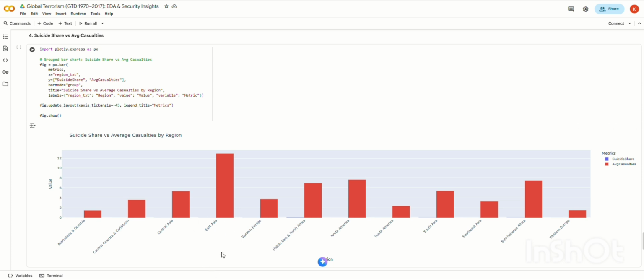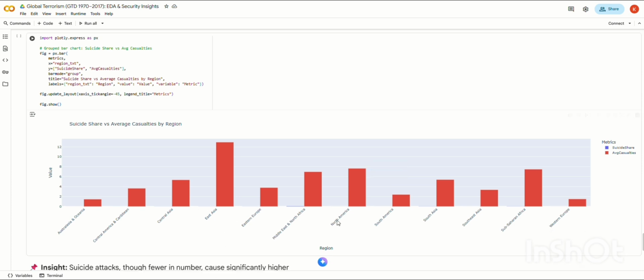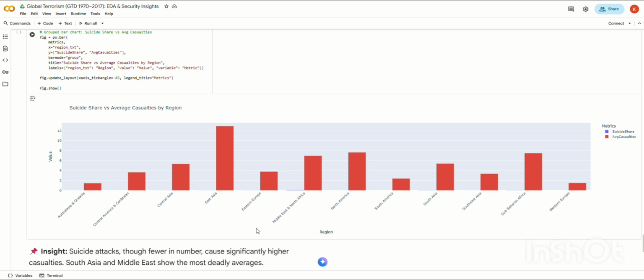Specifically, look at the Middle East and North Africa and South Asia. This visual evidence confirms our hypothesis. Suicide attacks, though not the most common, are by far the most lethal. They are responsible for a disproportionately high number of deaths and injuries. For security analytics, this insight is a game changer. It means that to reduce casualties, we need to focus on strategies that specifically prevent or disrupt suicide attacks, as this one tactic is the most significant driver of terrorist attack lethality.